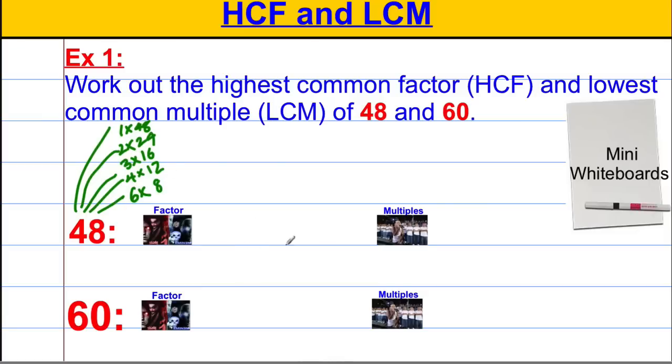All right, there's a lot of factors there, but the multiples are already getting difficult. 48, 96, you add another 48 onto that and you get 144, and they're getting to be big numbers. These multiples will be 60, 120, 180. When they will both meet, we don't know how long that will be. So this method is a bit long-winded for big numbers, and we're going to struggle with big numbers for this method. So what we're going to do is come up with a new method.